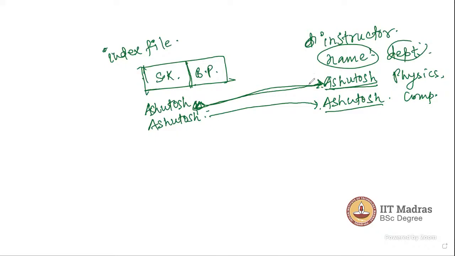What if both are Ashutosh from physics, because that is a possibility? Then that is not unique, that is a duplicate value. There is a possibility that there are two Ashutosh in the physics department. So we point to this one also.